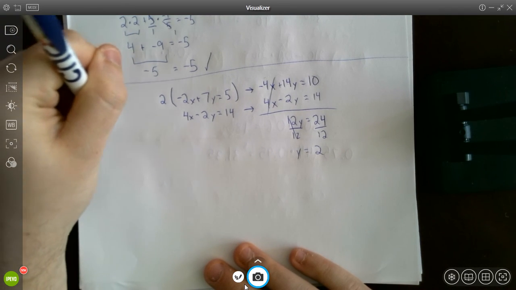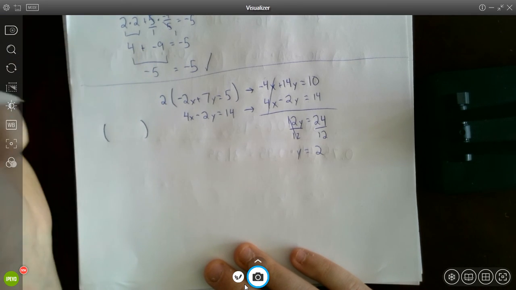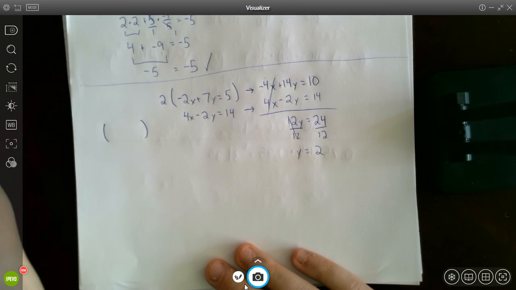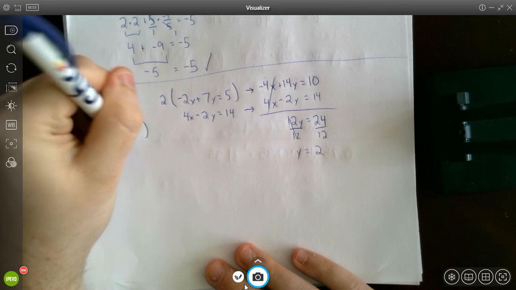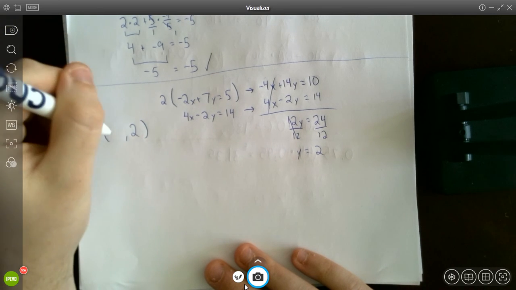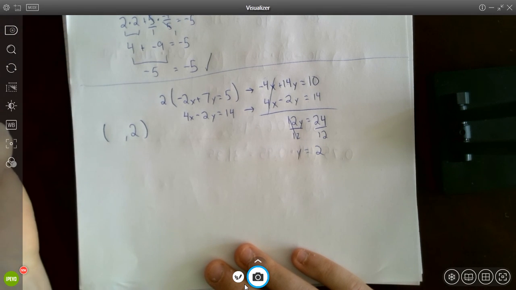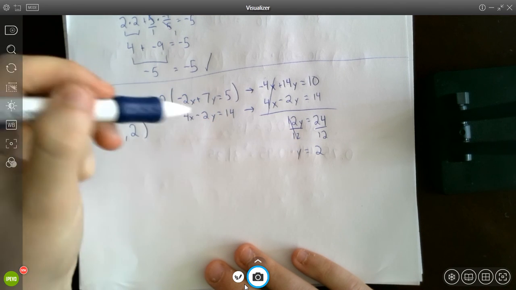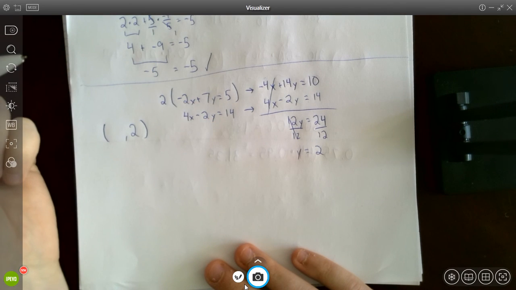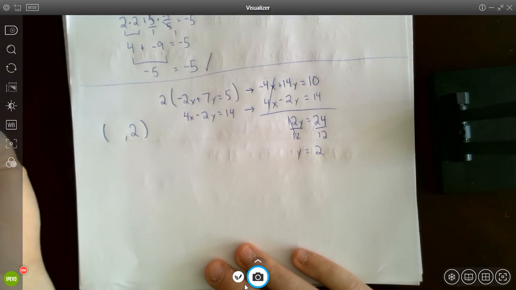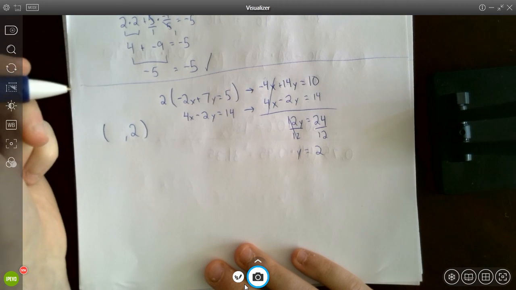So we know that our solution to a system of equations is a point. It's where those two lines intersect with each other. And this time we know that our y is equal to 2. We're trying to figure out what x is. If we know that y is 2, we can substitute it into either one of these equations. And I always like to pick the top one. That's completely up to you which one you pick, though.